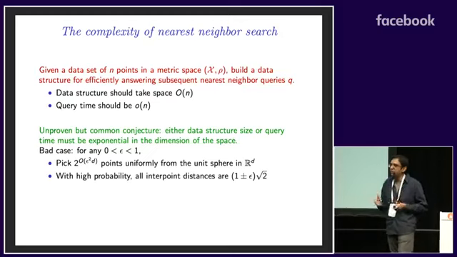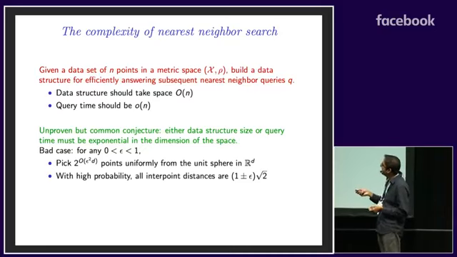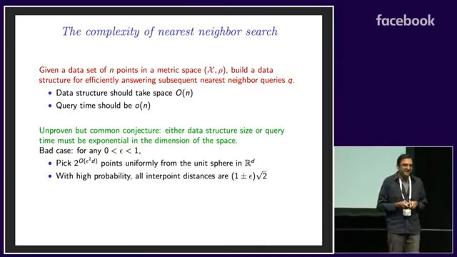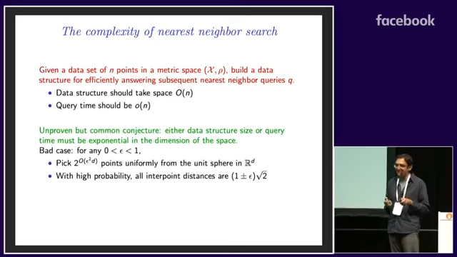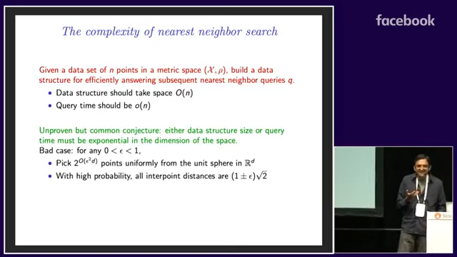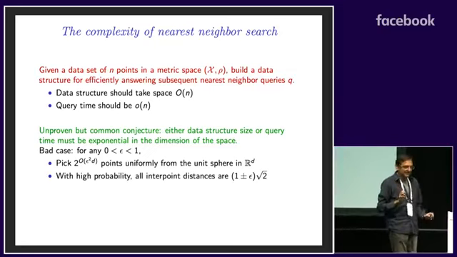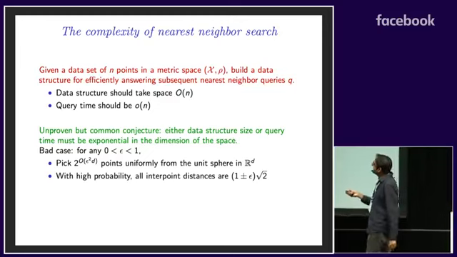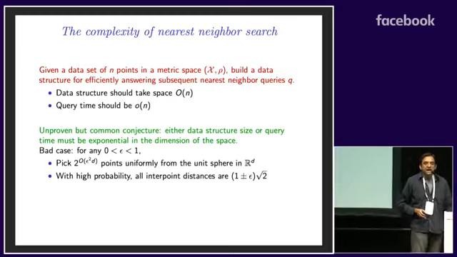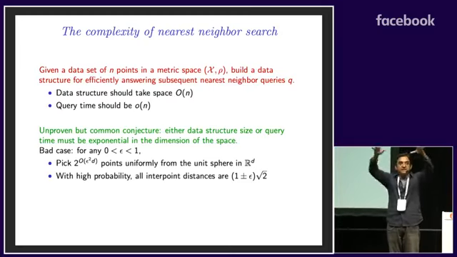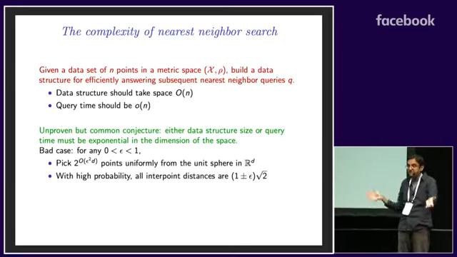Behind a lot of the work in fast nearest neighbor search, there is this unproven but very common conjecture that something exponential in the dimension is going to creep in. And the reason why people think this is because of a particular bad case. Let me tell you what it is. Let's say that we're in d-dimensional space, and the points are chosen at random from the surface of the unit sphere.